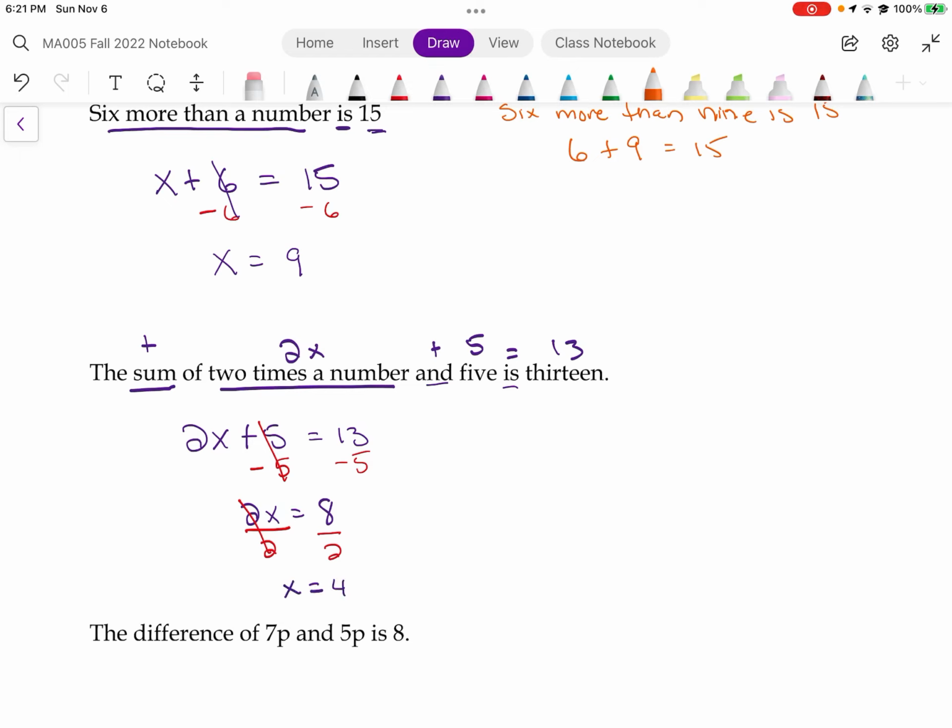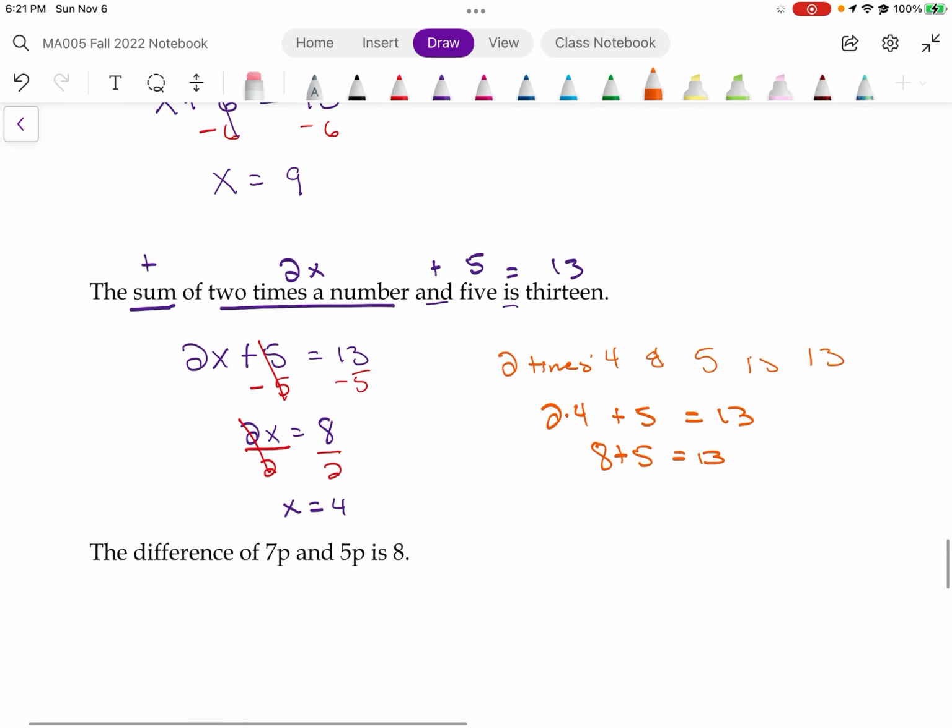So let's try it. The sum of 2 times 4 and 5 is 13. So 2 times 4 plus 5 is 13, and that is true. 8 plus 5 is 13.